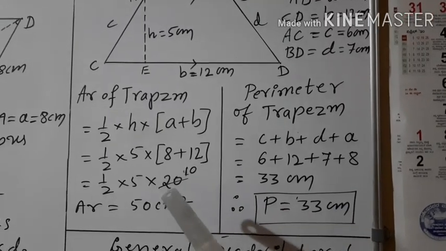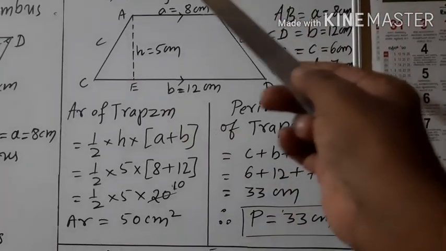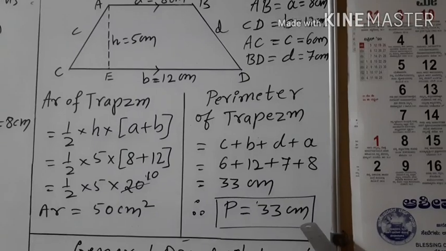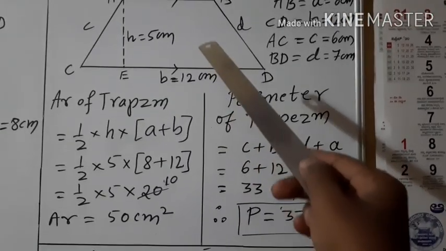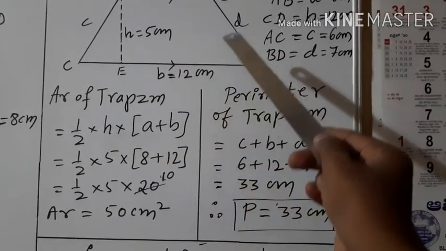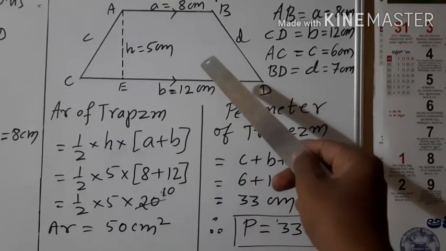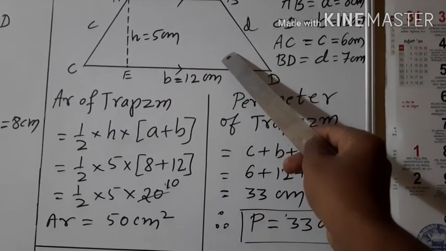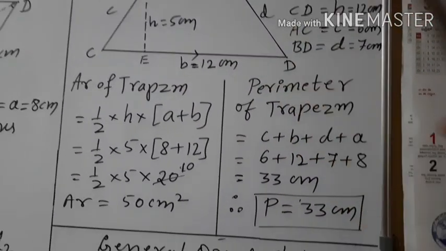Here, that is, one full round length of this object is 33 centimeter and I can place 50 one-centimeter squares inside this interior region. That is its area, right?